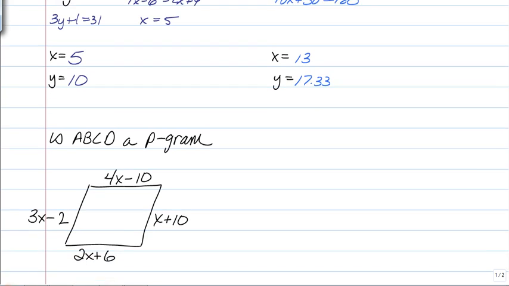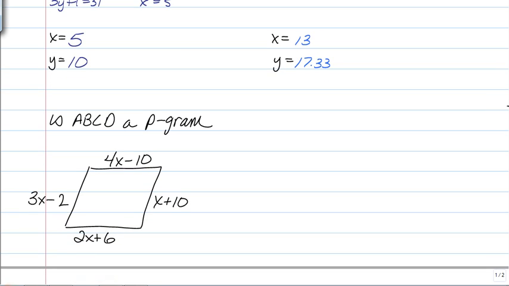So now we're going to take it a step further. Is ABCD a parallelogram? Remember, what you know about a parallelogram is both sets of opposite sides have to be congruent. What you need to do is pick one set of sides. Let's say we'll take the top and bottom. 4x minus 10 is equal to 2x plus 6. That's going to give us x is equal to 8. So you just did the top and bottom. If you want, you can plug it in for fun, but you really don't need to.